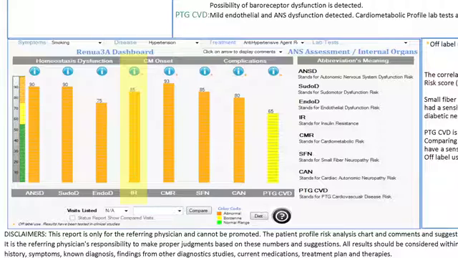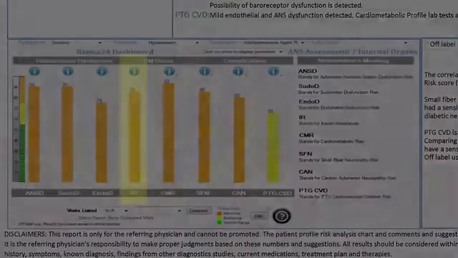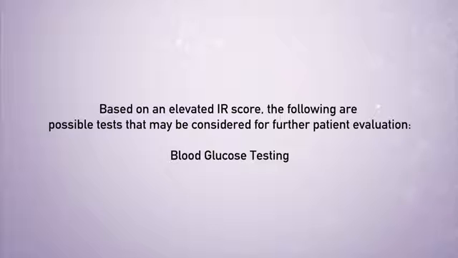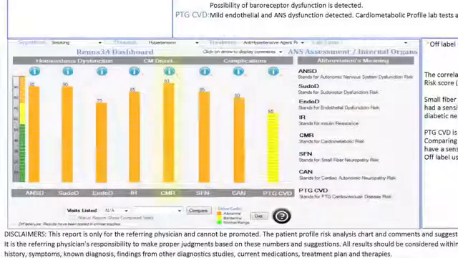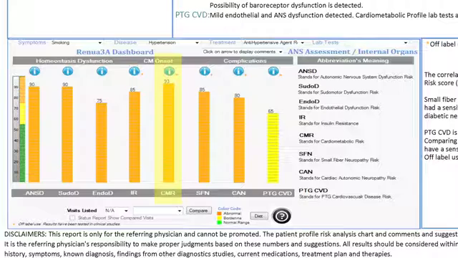If the IR measurement is in the yellow or orange, then your patient most likely has insulin resistance. Based on an elevated IR score, the following are possible tests that may be considered for further patient evaluation: blood glucose testing.